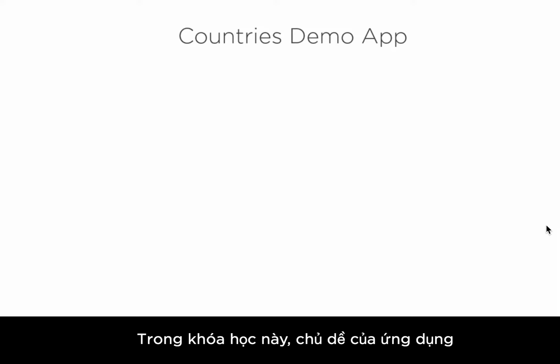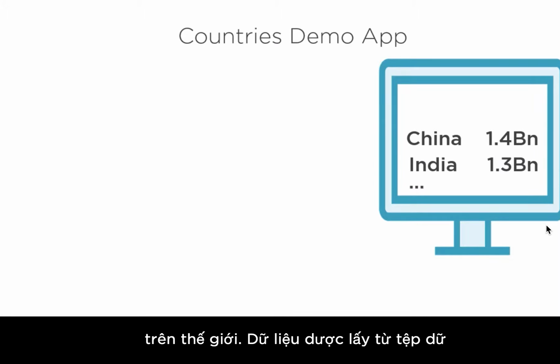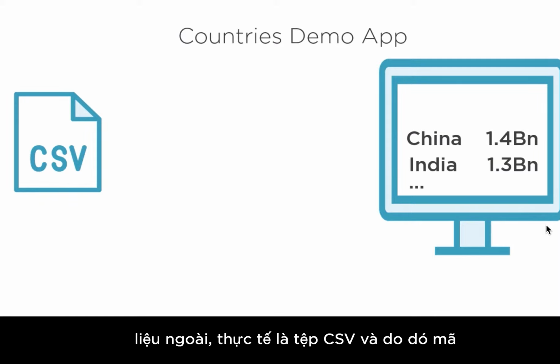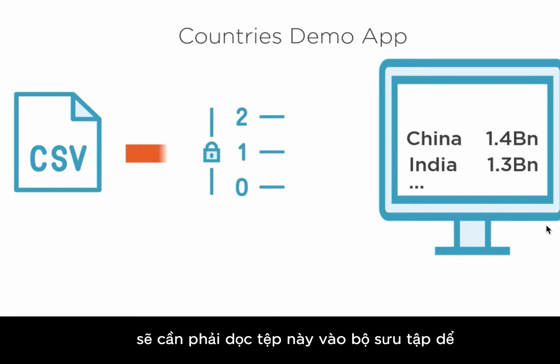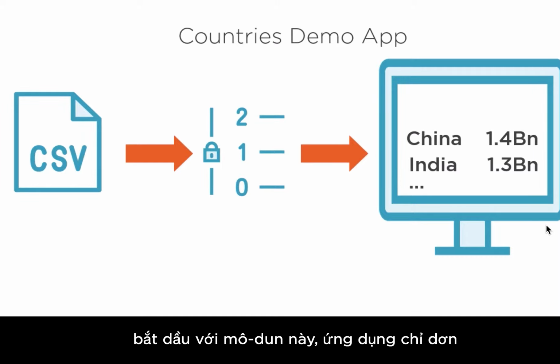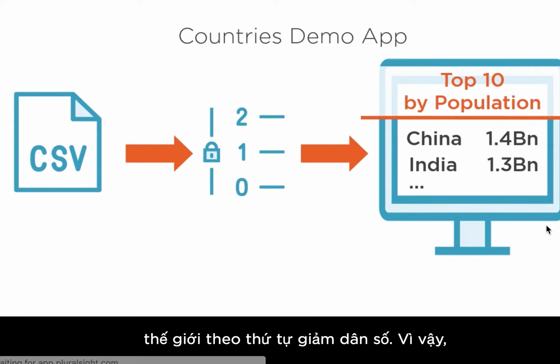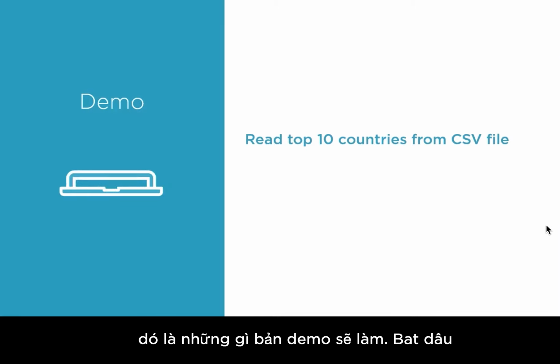In this course, the theme of the demo app is countries. I'm going to write a sample that shows population data for the countries of the world. The data is sourced from an external data file, actually a CSV file, and the code will therefore need to read this file into a collection in order for the app to make use of and display the data. To start off with in this module, the app is simply going to list the top 10 most populated countries of the world in order of decreasing population. So that's what the demo will do.